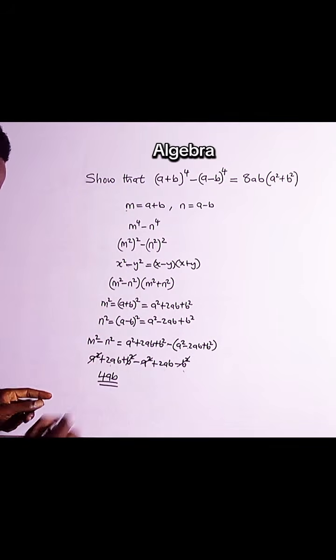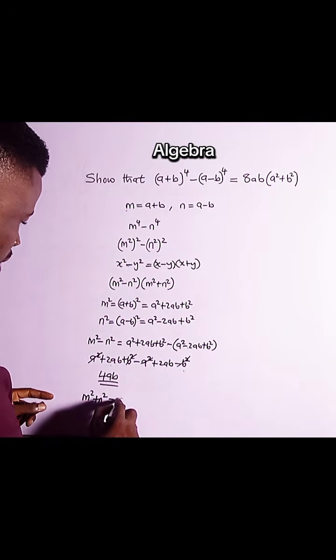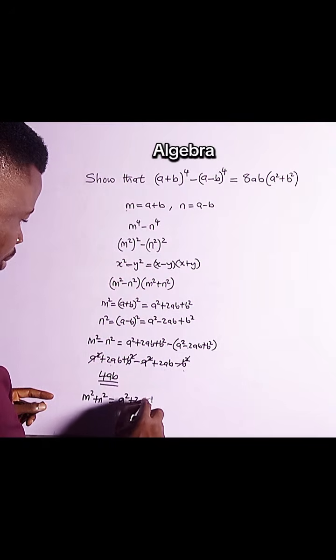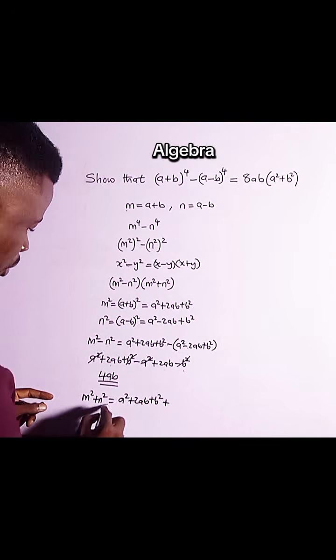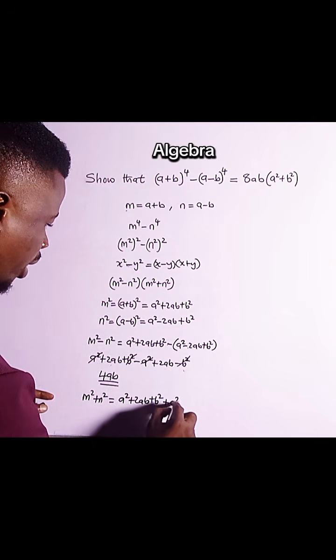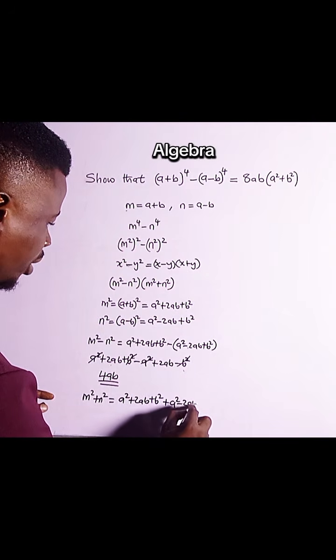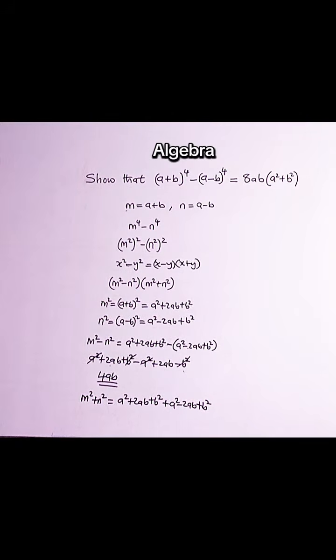Now let's simplify m square plus n square. So m squared plus n squared is the same as what? a square plus 2ab plus b square, that's for m square, plus, what's our n square? Remember our n square is this expression, a square minus 2ab plus b squared. So let's add the terms.